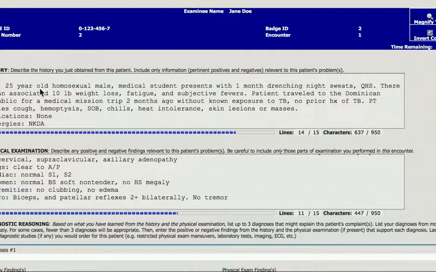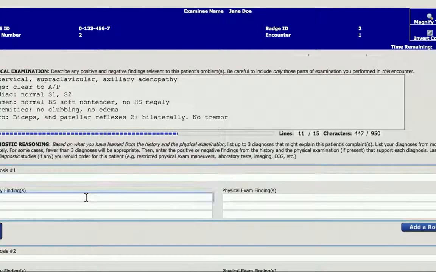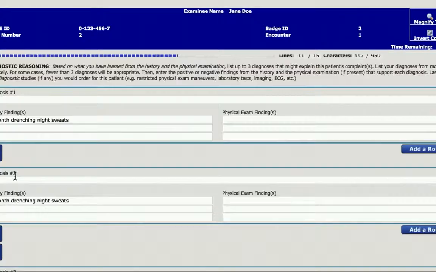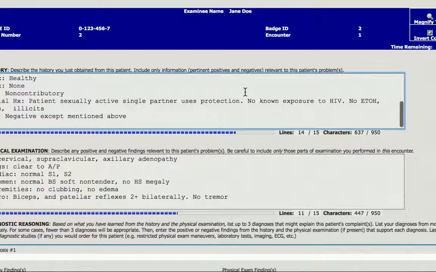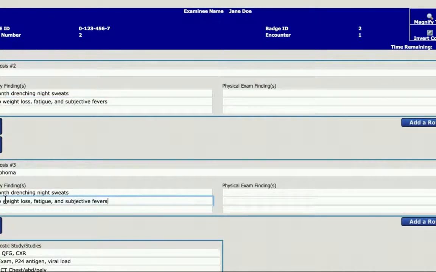So for a 25-year-old with 1 month of drenching night sweats, the drenching night sweats would be appropriate to put in all of these as historical factors, because TB can present with night sweats as well as an acute HIV infection as well as lymphoma. And then you would want to do the B symptoms as well, because these are all historical findings that you might discover.